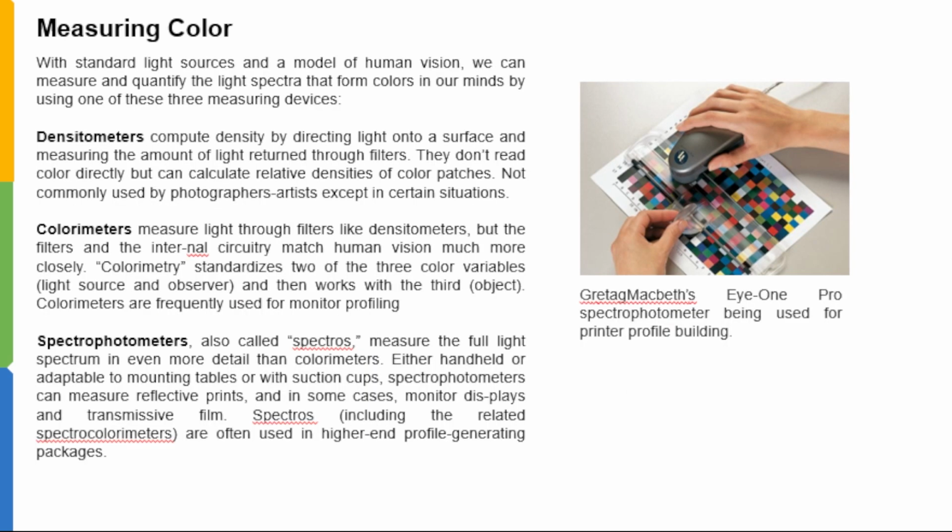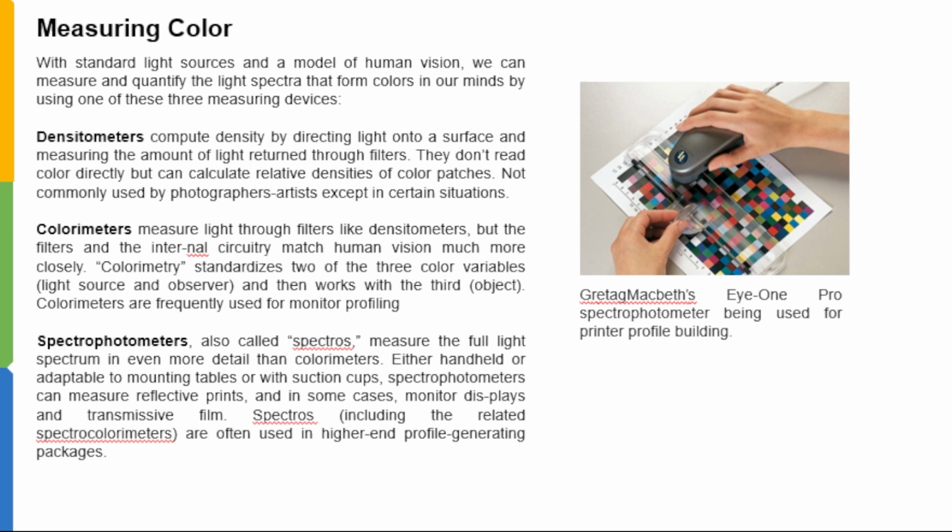Measuring color. With standard light sources and a model of human vision, we can measure and quantify the light spectra that form colors in our minds by using one of these three measuring devices. Number one, densitometers. They compute density by directing light into a surface and measuring the amount of light returned through filters. They don't read color directly but can calculate relative densities of a color patch. Not commonly used by photographers and artists, except in certain situations.